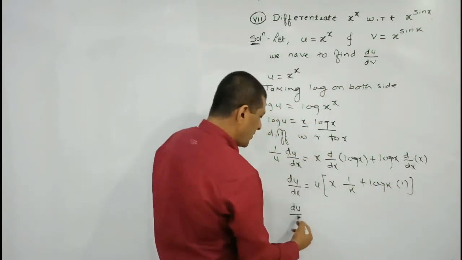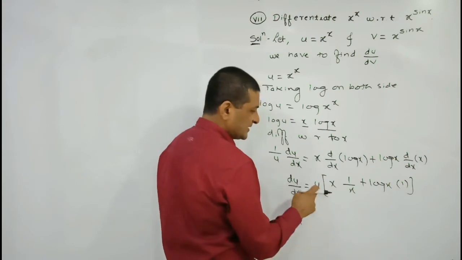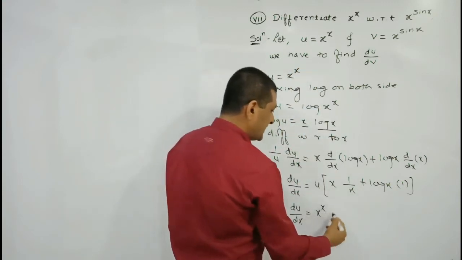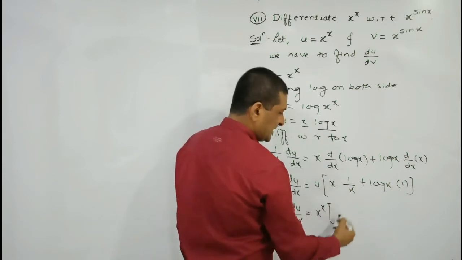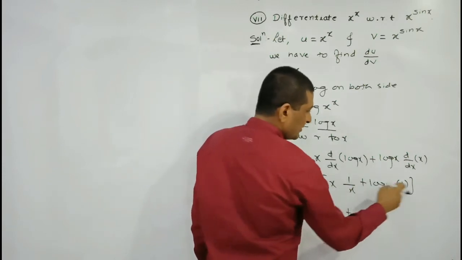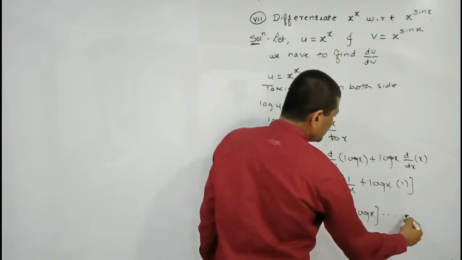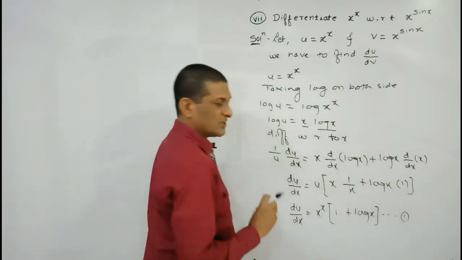So du upon dx will be equal to, I am replacing u by its value. What is the value of u? x raised to power x. And here let us simplify it. x will get cancelled, the remaining term is 1, and here log x into 1 will be equal to log x. In this way we have got the differentiation of u. Let us denote it by equation number first.